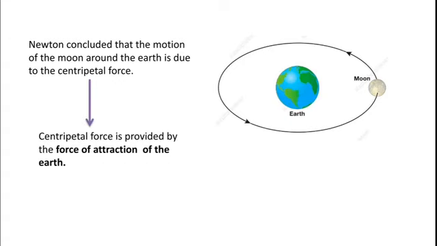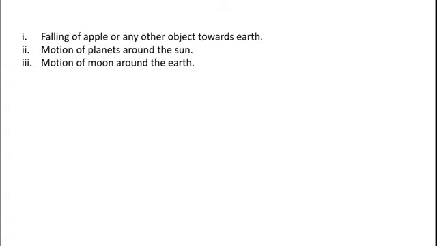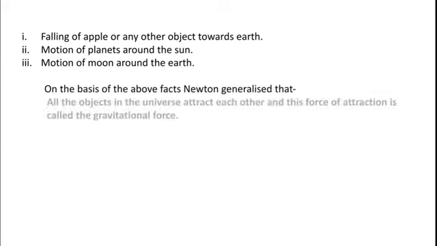So considering all these examples like falling of apple or any other object towards the earth, motion of planets around the sun, motion of moon around the earth, Newton came to a conclusion that all the objects in the universe attract each other, and the force of attraction is called gravitational force.